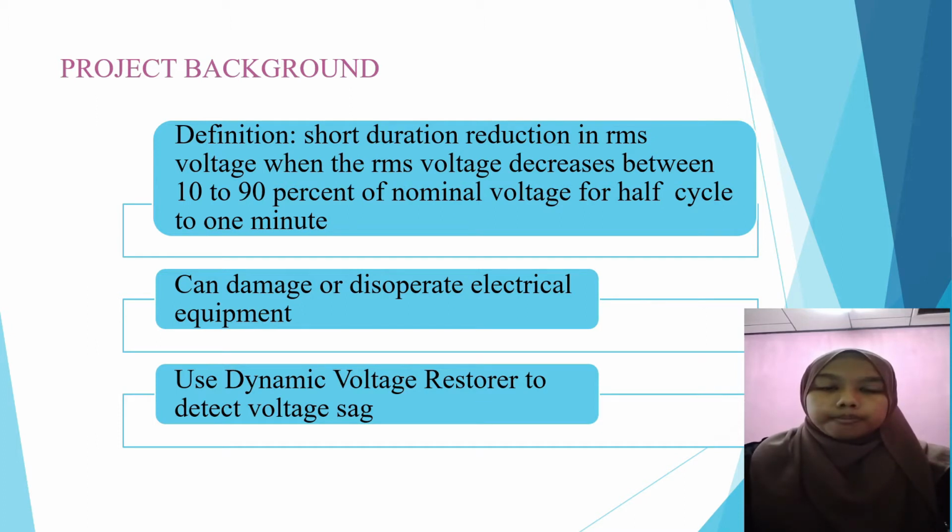Because of the modern environment, quite a lot of high technology equipment is produced that is mostly sensitive to power quality. Poor power quality can lead to disoperation or electrical equipment damage. Thus, there is equipment that can mitigate voltage sag by injecting voltage into the system to improve the performance of power quality, which is the dynamic voltage restorer.